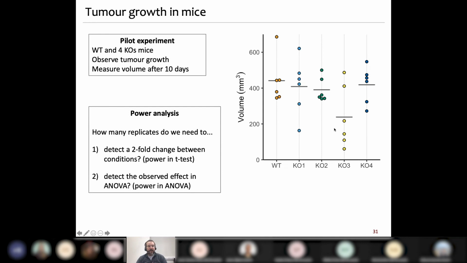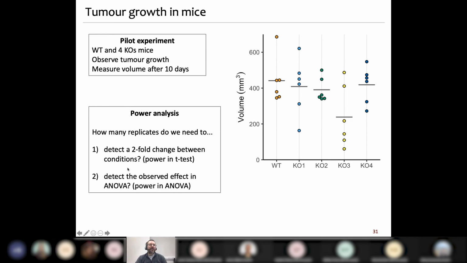Based on this pilot experiment, we asked ourselves 2 questions. First of all, how many replicates do we need to detect a twofold change between conditions? And this twofold change is a completely arbitrary number. We decided, well, if it changes by factor 2, it's probably something real. You notice that we start doing a bit hand-wavy things here. We assume some numbers. Unfortunately, power analysis is like this. It's a little bit of an art, a bit of a black art, actually, where you assume some things out of thin air.